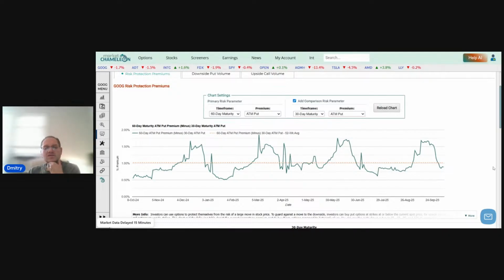Now we have an idea of the time skew. We have an idea of where we're at now, right? So where we're at right now over here. We see how far away we are from the 52-week average, because that's that dotted orange line.